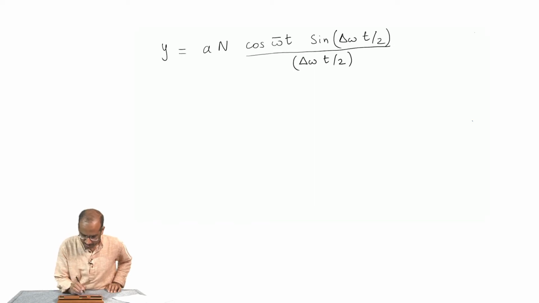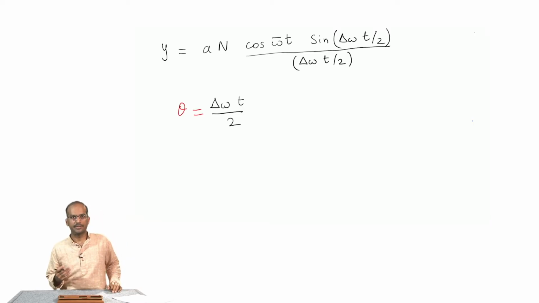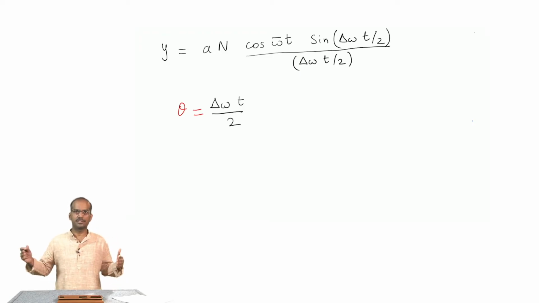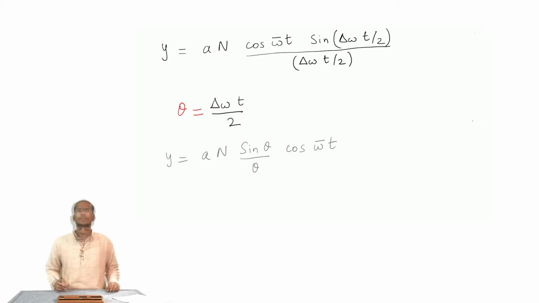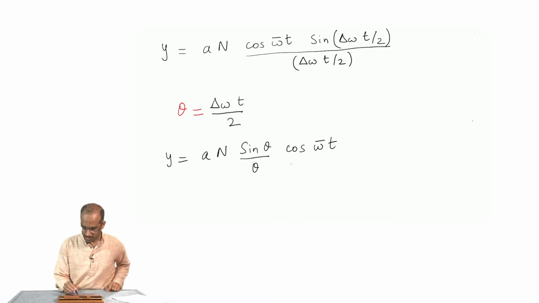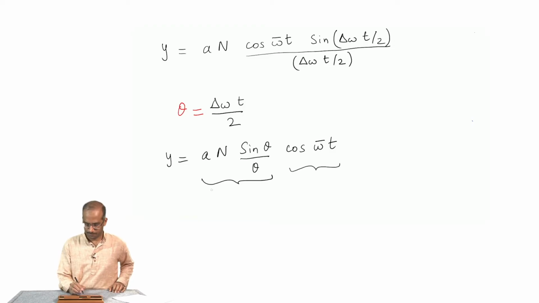Now, let me identify this quantity delta omega into t divided by 2 as theta. Which means that I am going to have sin theta divided by theta, and you can sort of see where we are headed, but here we have capital delta omega. So, it is actually half the phase difference between the first and the last waveform. So, the time dependence comes from this cos omega bar into t term, and this is the amplitude now.